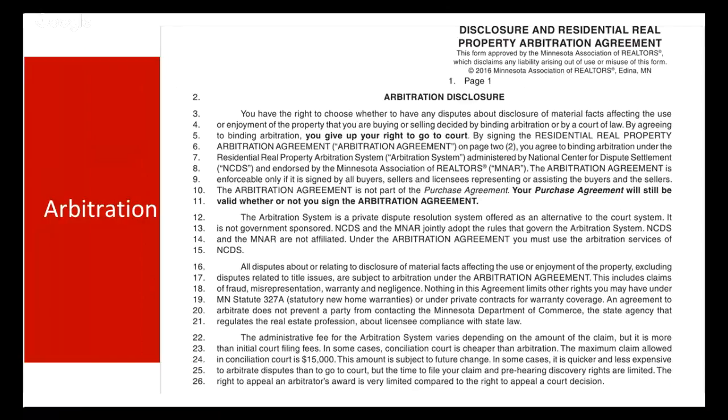Okay, the administrative fee for the arbitration system varies, depends on the amount of the claim, but often it's less expensive than court filing fees. In some cases, conciliation court is cheaper than arbitration. That's a small claims court. The maximum claim allowed in conciliation court is $15,000. So if it's potentially more than that, then you want to potentially have arbitration as something you can utilize.